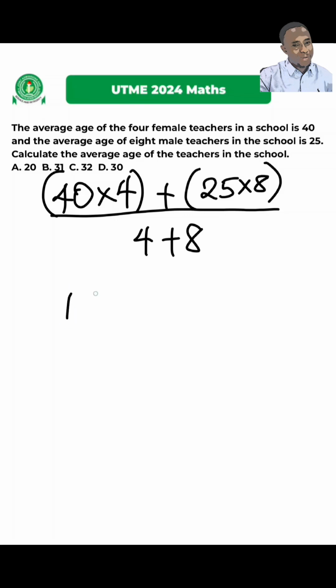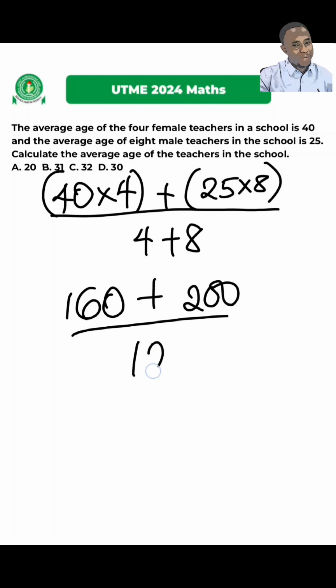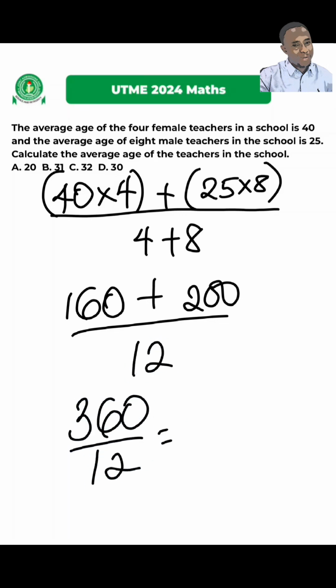So 40 times 4 is 160, and 25 times 8 is 200. 4 plus 8 is 12. So I have 360 divided by 12. And guess what? The average age of the teachers in the school is 30. Option D.